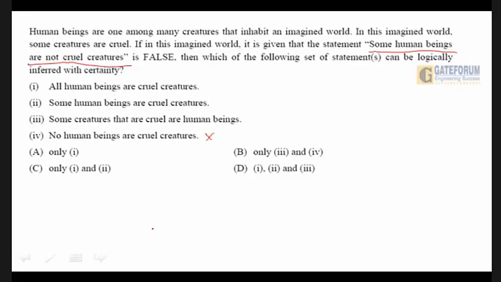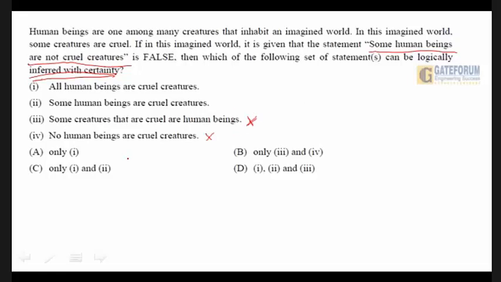Next, some creatures that are cruel are human beings. Yes, maybe. But then can we say this with certainty? Because nowhere is it specifically mentioned that some creatures that are cruel are human beings. It has been said some human beings are not cruel. And mind it, some can be 100% also. So that doubt remains. And because of that doubt, I cannot say with certainty that some creatures that are cruel are human beings. So naturally, this option I will also render not certainly concludable.